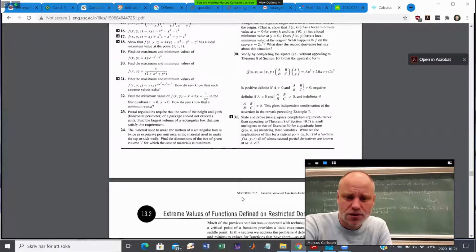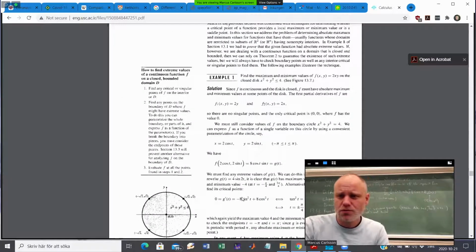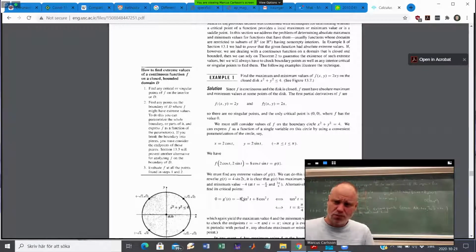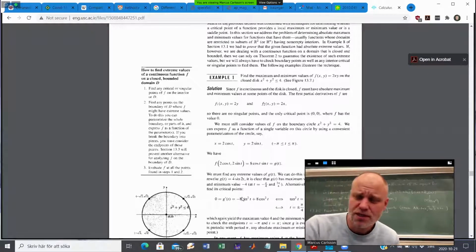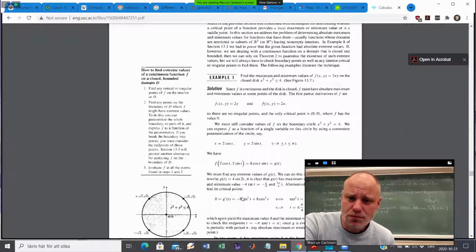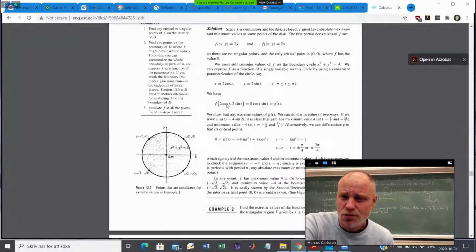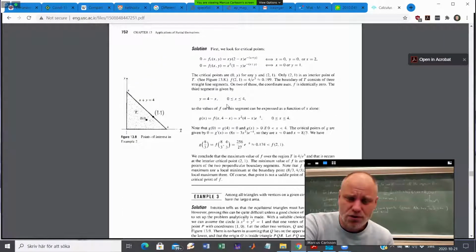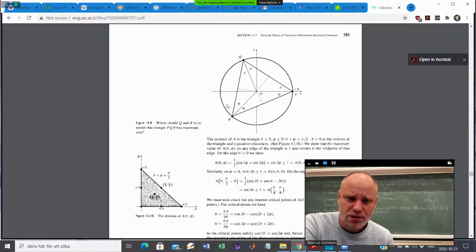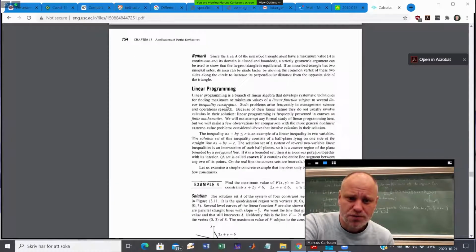Okay, so that's 13.1. In 13.2, we dropped the condition that we were on a compact set. Before, we were on a set that had a nicely defined boundary, but of course many extreme value problems in real life or from physics have no boundary restrictions. So how do we deal with that? Well, that's also something you have to learn by doing examples.